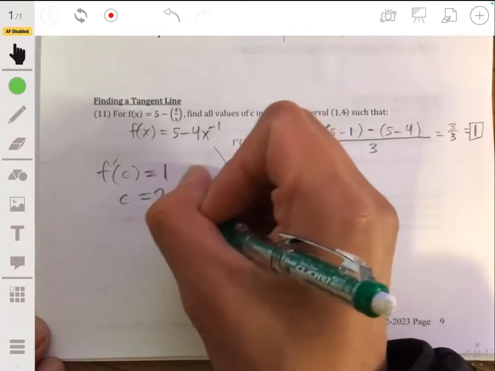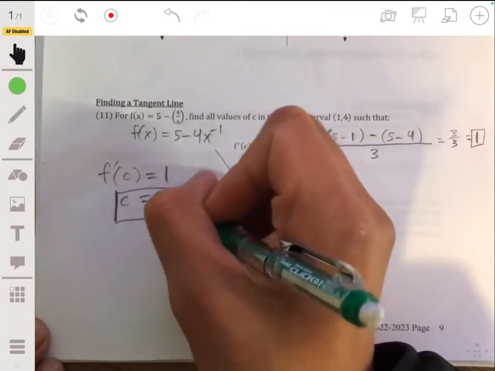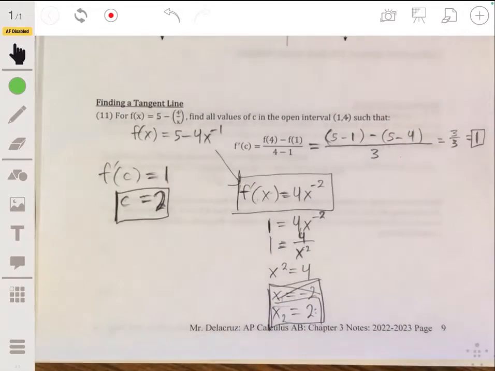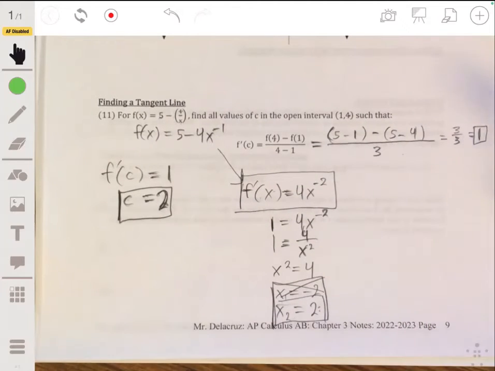Same thing. Don't let the x and c confuse you. It's just that c is going to represent this specific x value in the context of these types of problems. So the answer is just 2. And there you go. That's all there is to it.